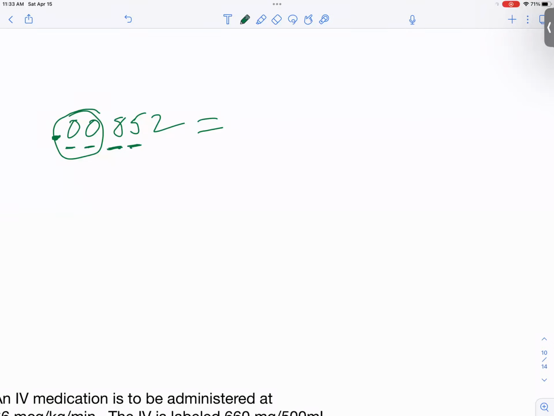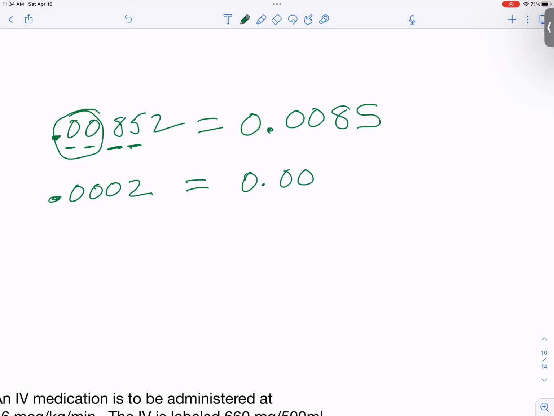So what is the answer to this? You would write 0.0085. If your calculator gave, like Judith's example, an answer of 0.0002, well, if that's all that the math solves to, then the answer is 0.0002. Because remember, we can't forget the 0 before the decimal.